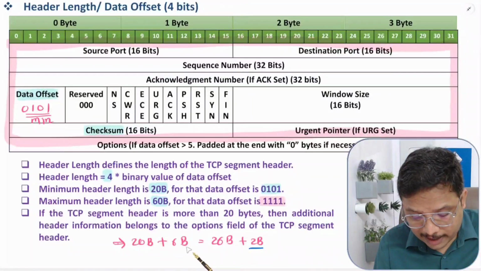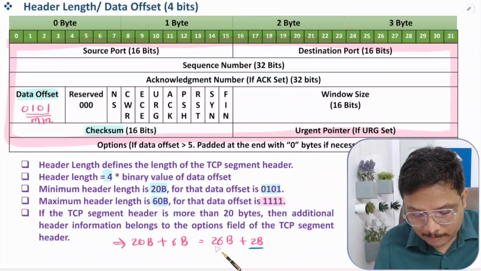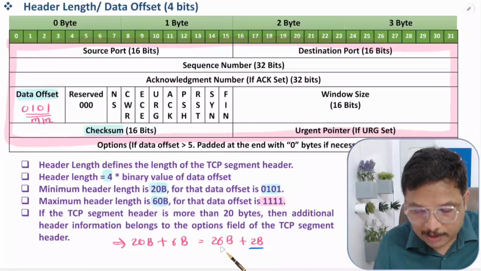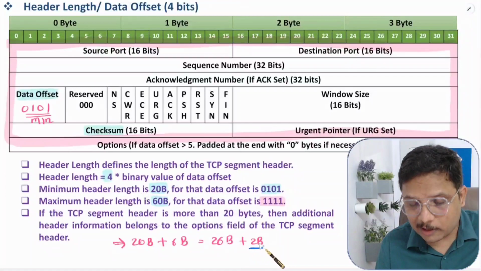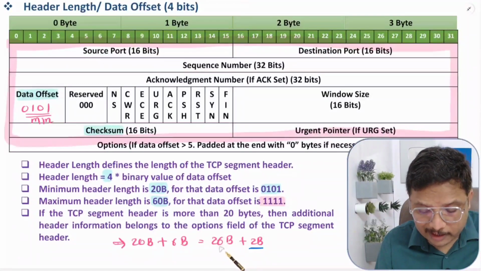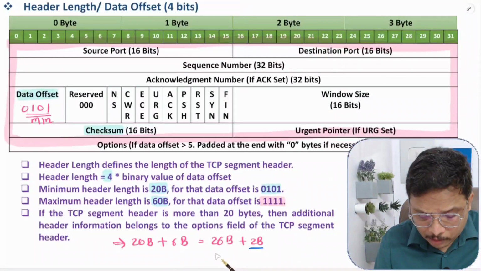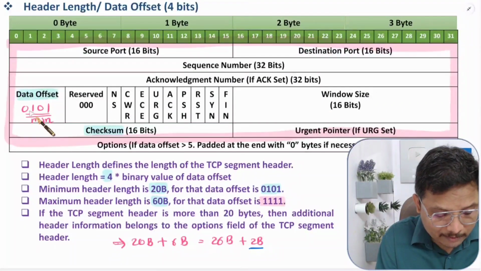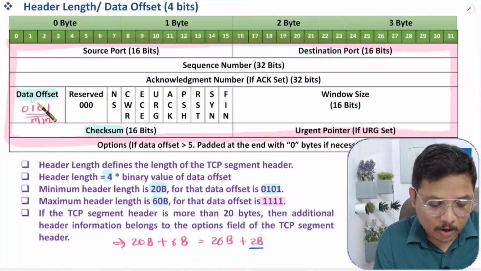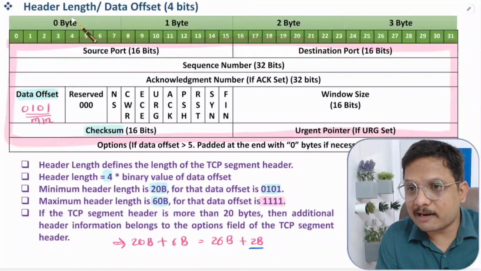If it is 6 bytes, in that case the total will be 26, but you cannot have 26 bytes. You will have to have a multiple of 4. So you will have to add an additional 2 bytes, which will make it 28. For the 28 representation, here there will be 0111, right? That is how the data offset, or you can say the header length, is there with us.